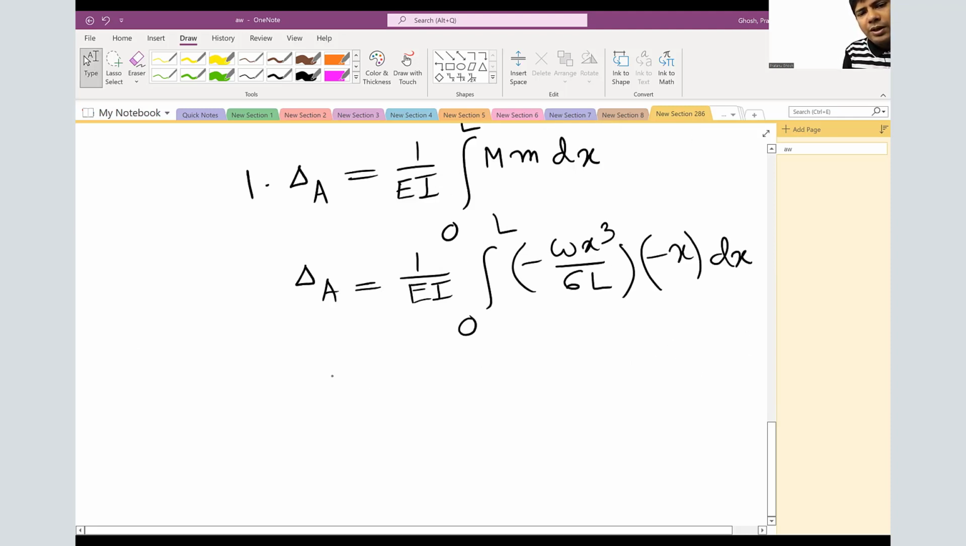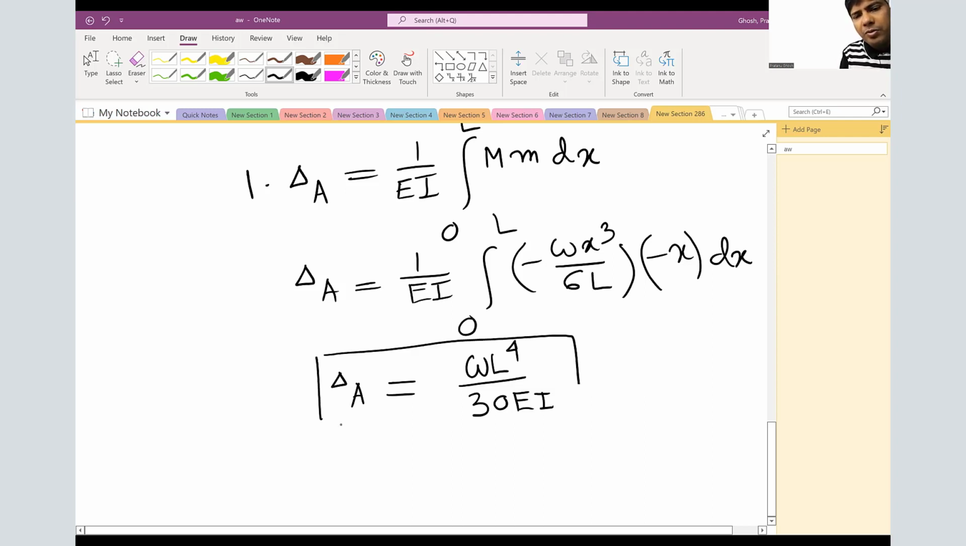So once you do the integration and apply the limits, you will obtain WL to the fourth over 30 EI. You got a positive value and you applied downward loading. So basically your deflection is downward. We do not need to change any sign.